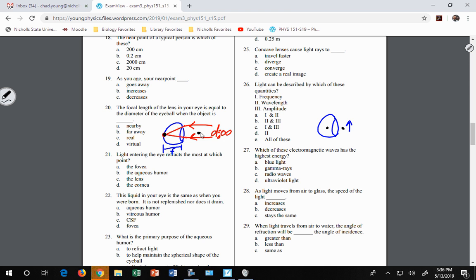Let me repeat. When I'm looking at something that's really far away, the focal point is where the image is formed, because the image is formed where the rays cross, and when the object is really far away, the rays cross at the focal point. So if the focal point is at the retina, the image is always on the retina because that's the detector of the eye. And if the image is formed at the focal point, that means the object is really far away.